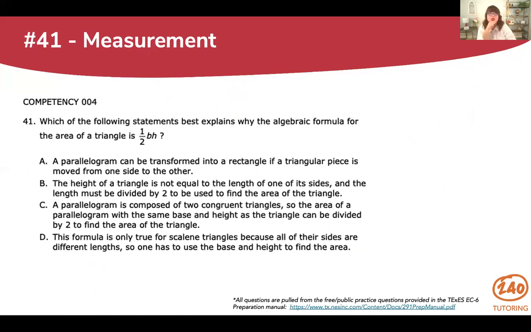It says, which of the following statements best explains why the algebraic formula for the area of a triangle is 1/2 base times the height? Now, I'm not even going to look at these answer choices yet. I want to talk you through this one. Most people can remember that the area formula for a rectangle or square is length times width, or we can rephrase this as base times height.